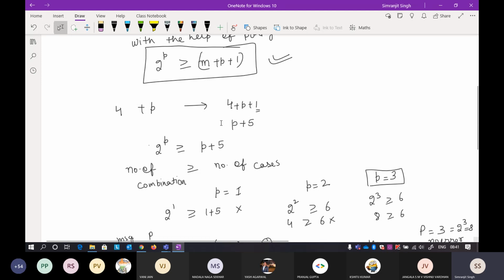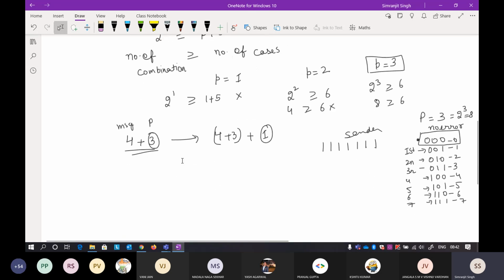Okay, so all the cases will be that there will be an error in any one of the m plus p bits, and there is one possibility that there is no error. Okay, so that is how the value of P is set. Okay, so now understand this.